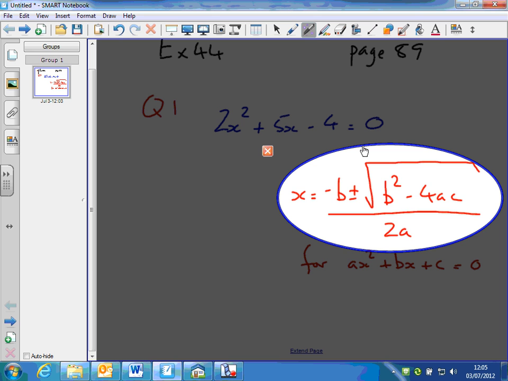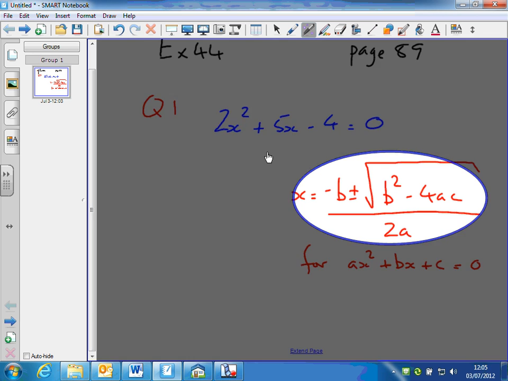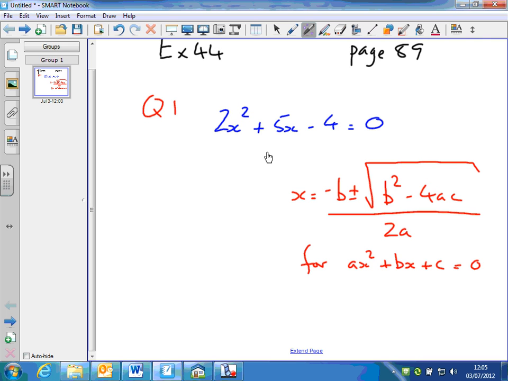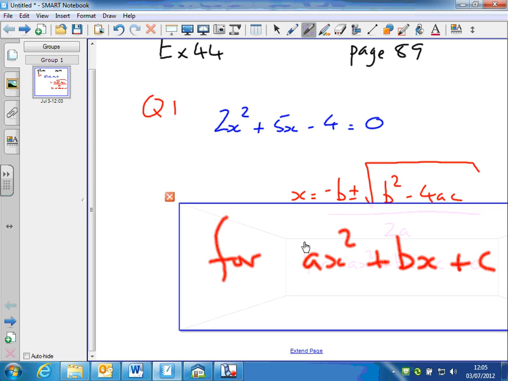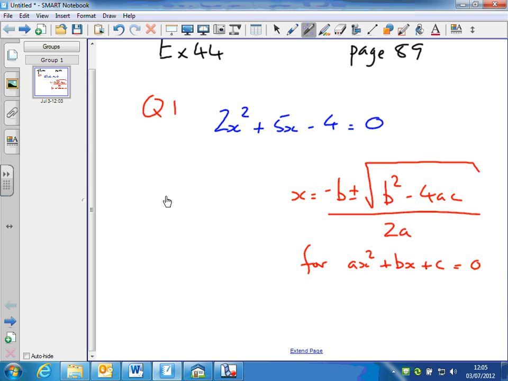x equals minus b plus or minus, we'll come to the plus or minus in a second, the square root of b squared minus 4ac, all divided by 2a. And that works for a general quadratic equation like this. It must be of this form to work. So the right hand side must be 0.